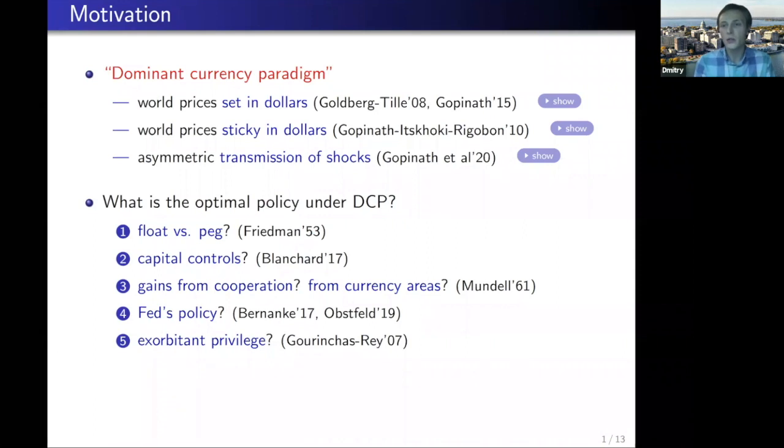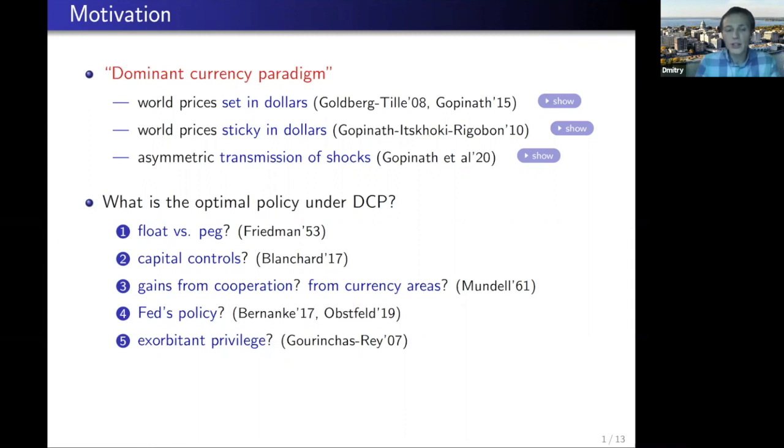And so that raises the question whether monetary policy needs to be more aggressive or maybe less aggressive relative to this free floating exchange rate benchmark. In other words, should countries have a very volatile exchange rate, or should they peg their exchange rates to the dollar?